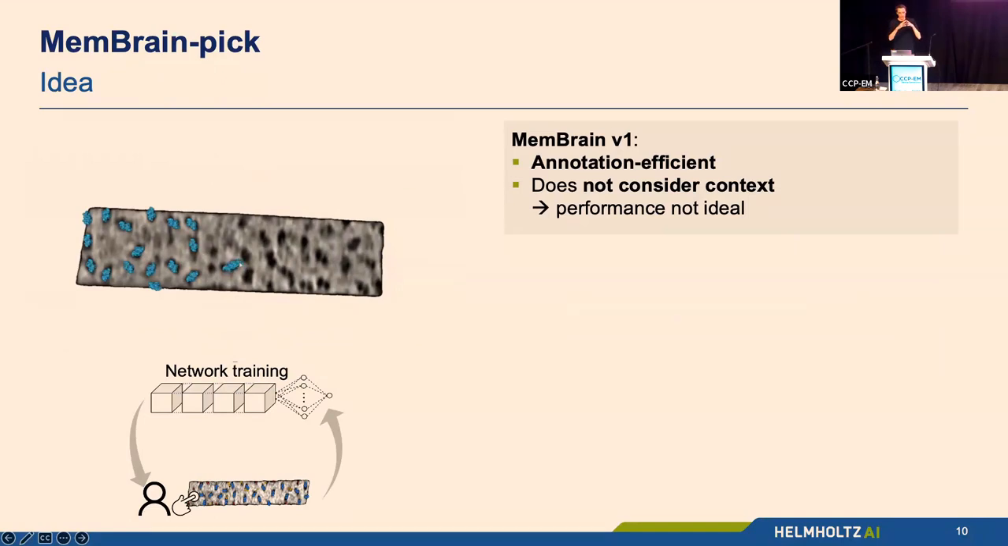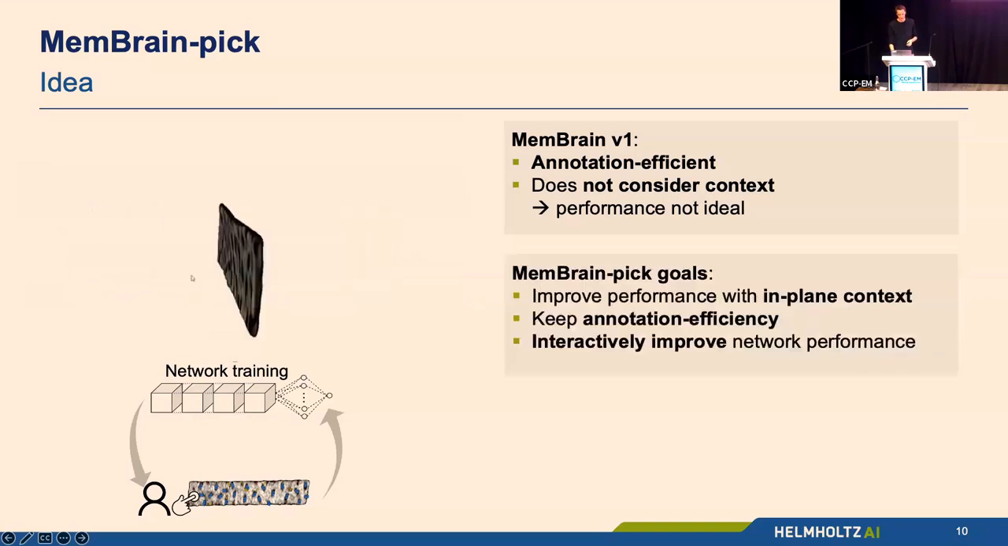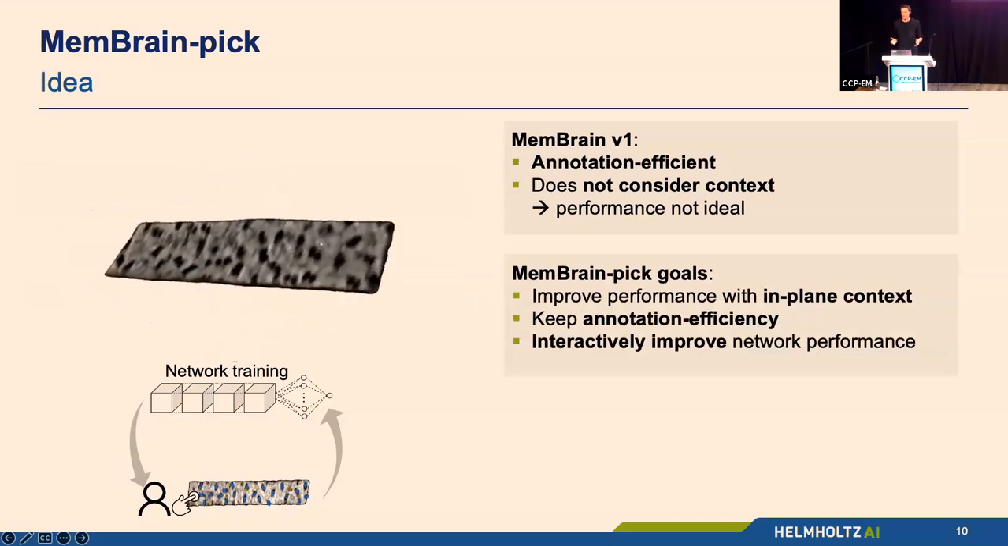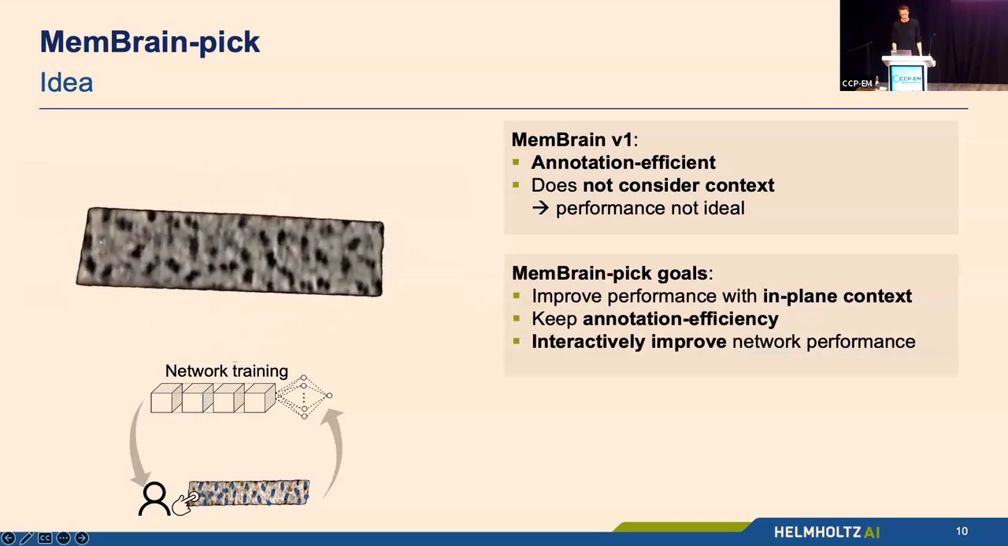So it was just extracting some small subvolumes on the membrane, and that was the entire receptive field, which was very, very small. So this is something that we want to improve now for MemBrain-pick. We want to get a better performance, but also incorporate a bit more context in the membrane. At the same time, we also want to keep this annotation efficiency because we don't want to rely on large training data sets, obviously.